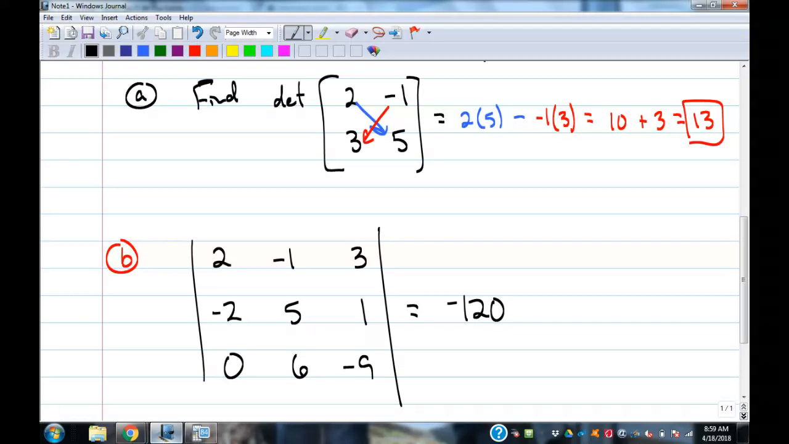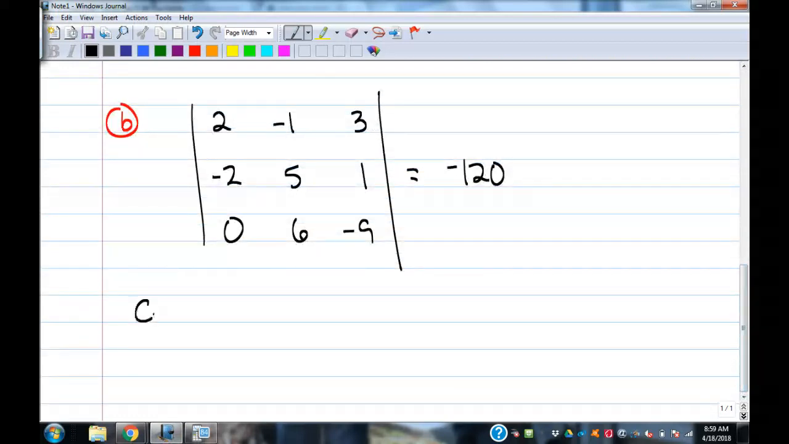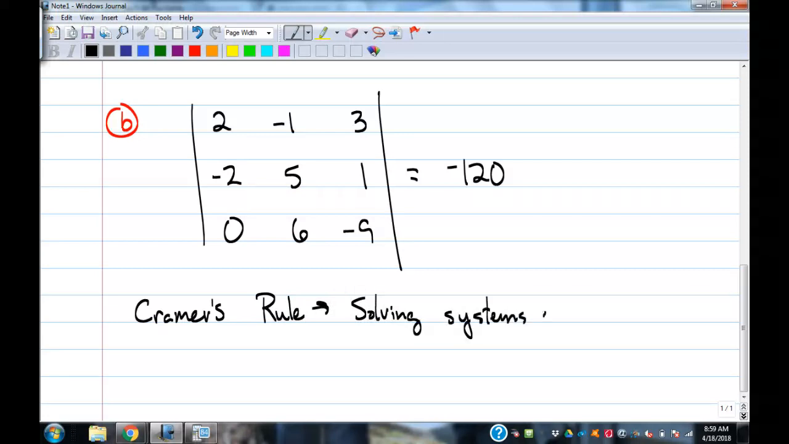All right. So determinant, really easy to do. Now, I've got to mention this thing that exists. There's a thing called Cramer's rule. And what it's used for is solving systems of equations using determinants. It exists. That's all you need to know.